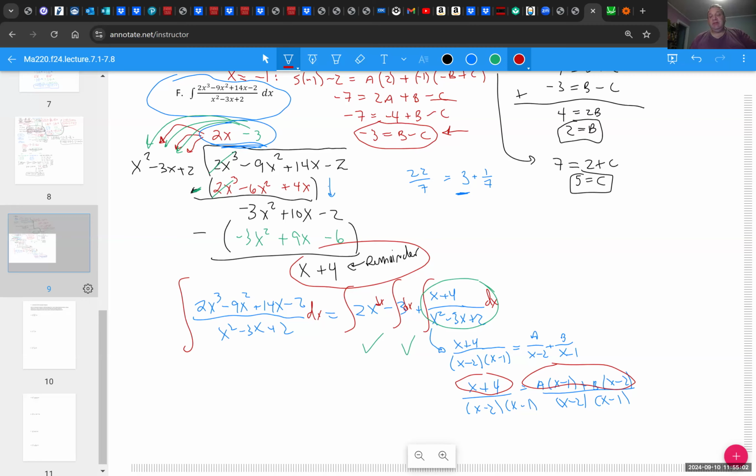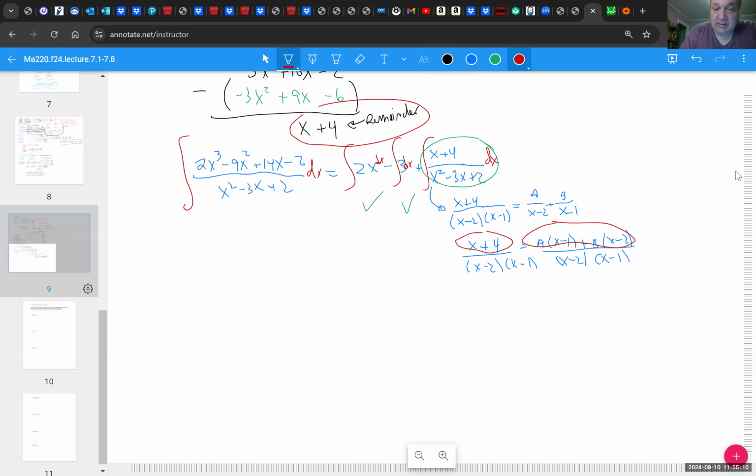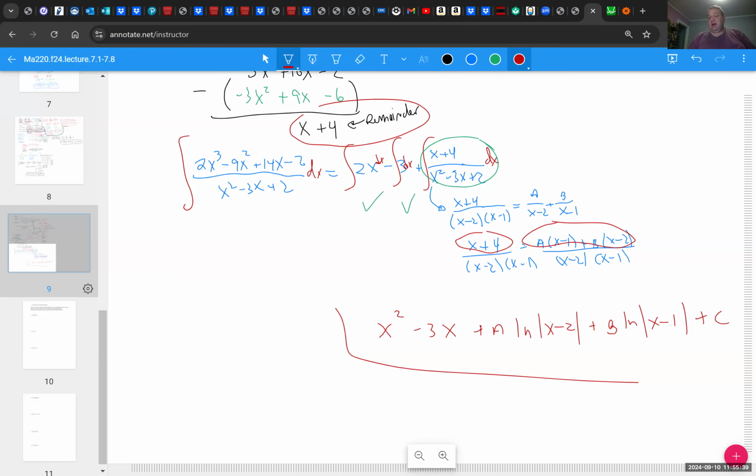I know some completionists out there really want to see the final answer. I can't do it all in my head, but I can roughly give you an idea. The antiderivative of 2x is going to be x squared. The antiderivative of 3 dx is going to be 3x. And then the antiderivative of x plus 4 over x squared minus 3x plus 2 is going to be some a ln of x minus 2 and some b ln of x minus 1, plus c. We do have to figure out the values of a and b, of course. But once you figure out a and b, that's what your answer is going to look like.